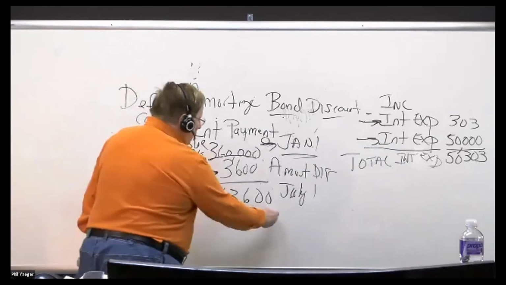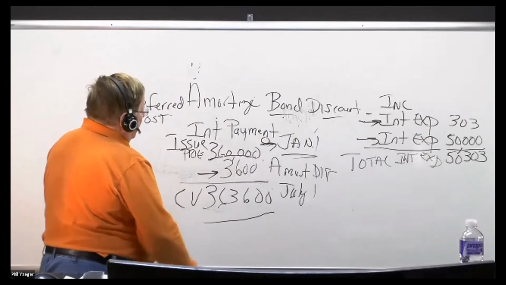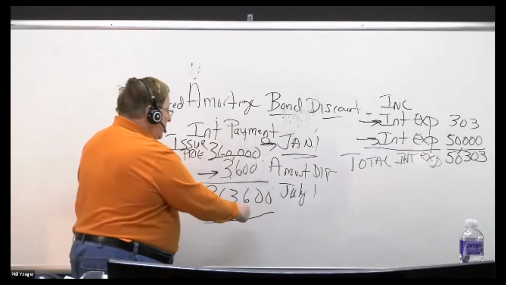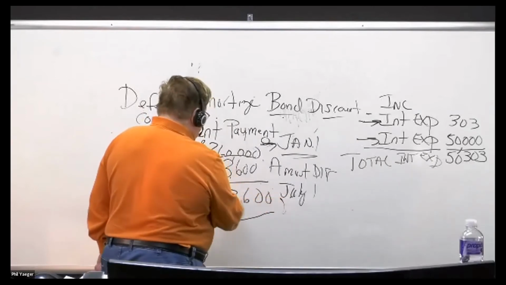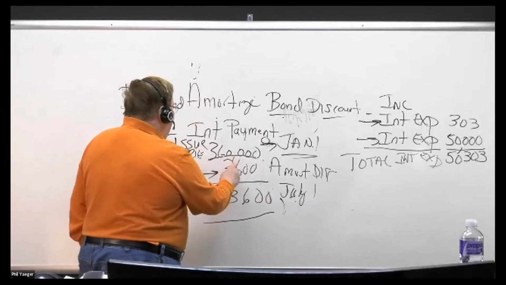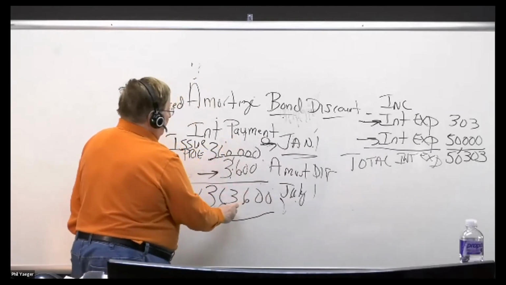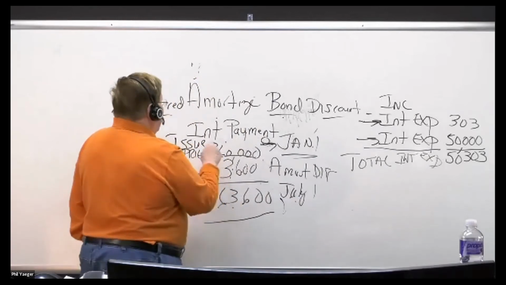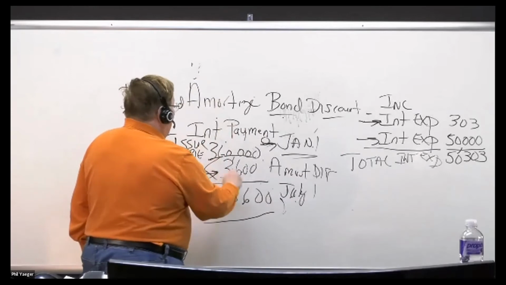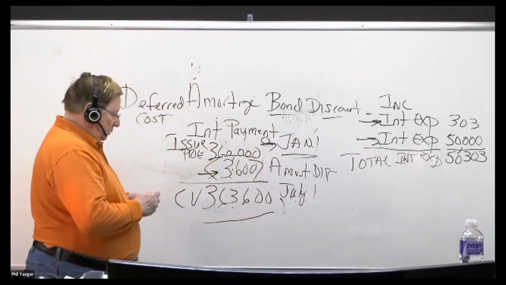So here's the value at the issue date. We know when we amortize discount, it increases the prior carrying value. So we take the carrying value of 363.6 on July 1st. We added the amortization to the prior carrying value to get the current carrying value. So to get the carrying value at the date of issue, I'm going to subtract the 3,600 from the 363,600.